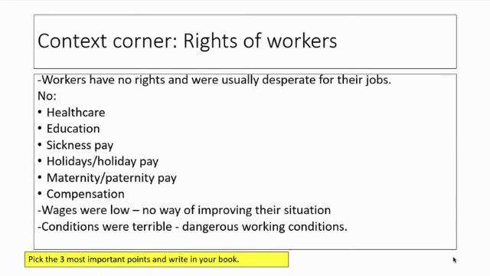Okay, so we are going to add to our context corner in our exercise books, and today's context is looking at the rights of workers in Victorian England. So workers had no rights and were usually desperate for jobs. So there were no trade unions defending and protecting the rights of workers in these factories. So no rights. And we'll have a look at what they didn't have as part of that lack of rights.